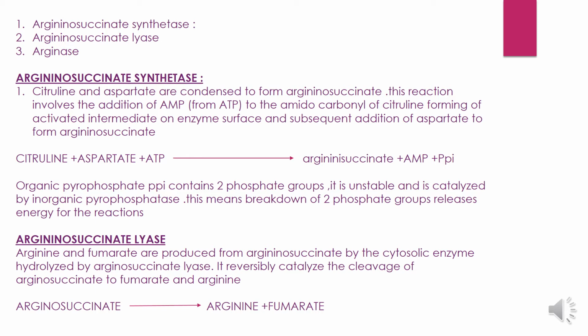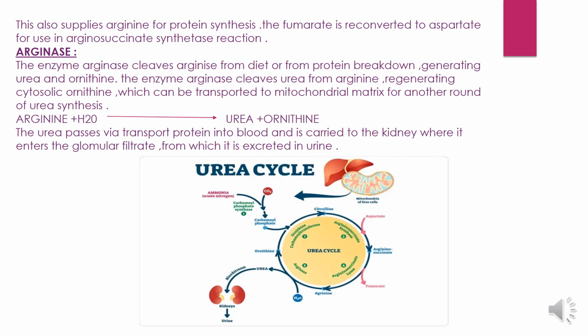Argininosuccinate lyase: arginine and fumarate are produced from argininosuccinate by this cytosolic enzyme. It reversibly catalyzes the cleavage of argininosuccinate to fumarate and arginine. So here argininosuccinate gets converted into arginine, and this also supplies arginine for protein synthesis. The fumarate is reconverted to aspartate for use in the argininosuccinate synthetase reaction.